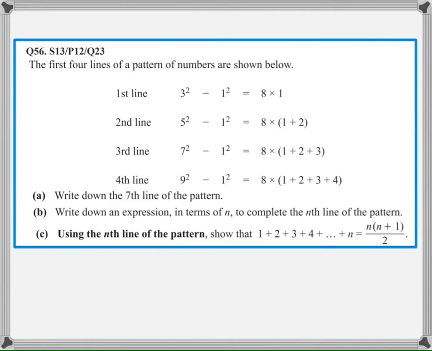Again, the same thing, Tn, the very last term. Now, let's focus on the right-hand side of the equal sign. In the first line, that's 8 into 1. Second line, 8 multiplied by, in bracket, 1 plus 2. Third line, 8 multiplied by 1 plus 2 plus 3. Fourth line, 8 multiplied by 1 plus 2 plus 3 plus 4.